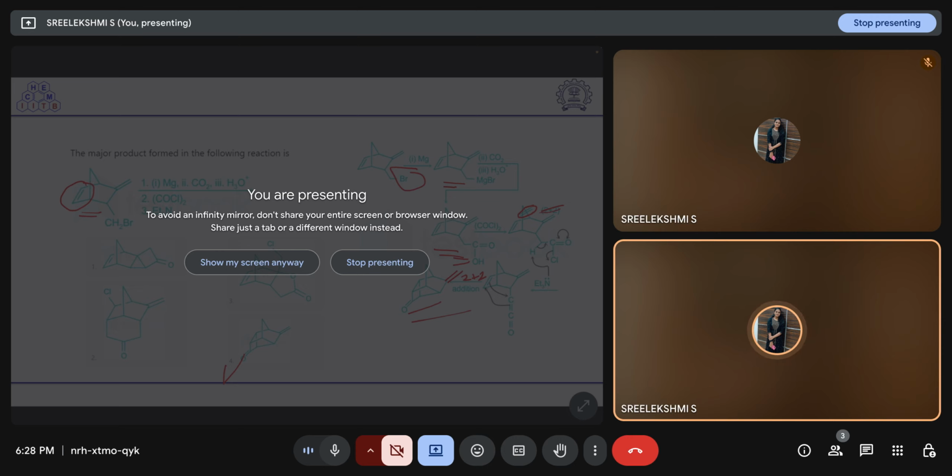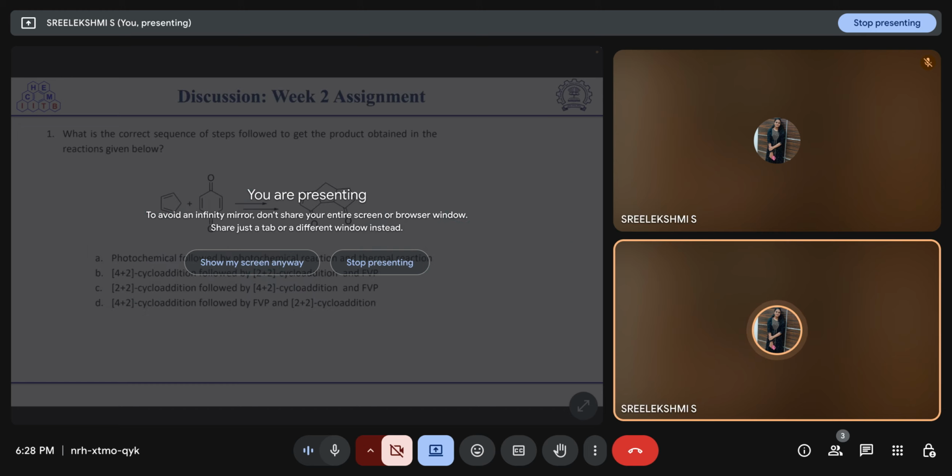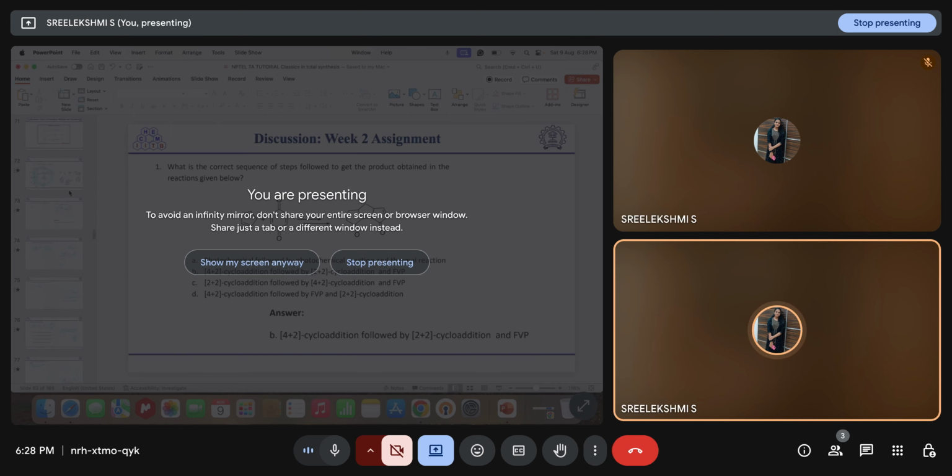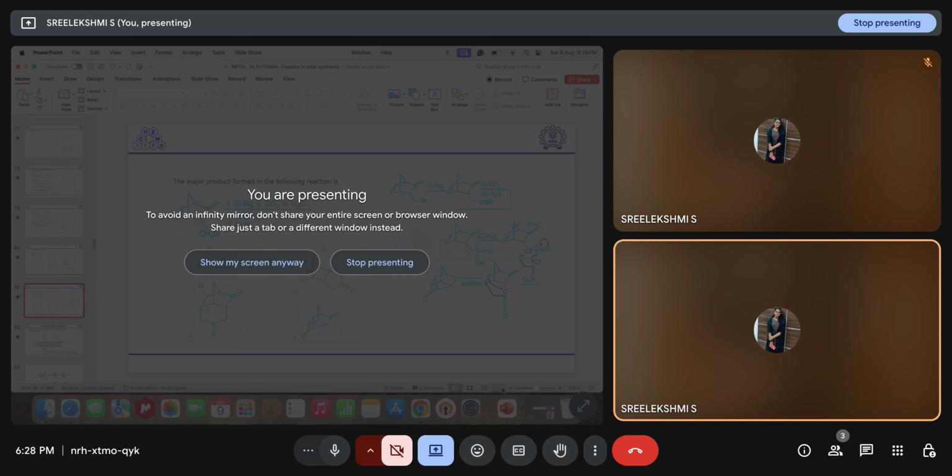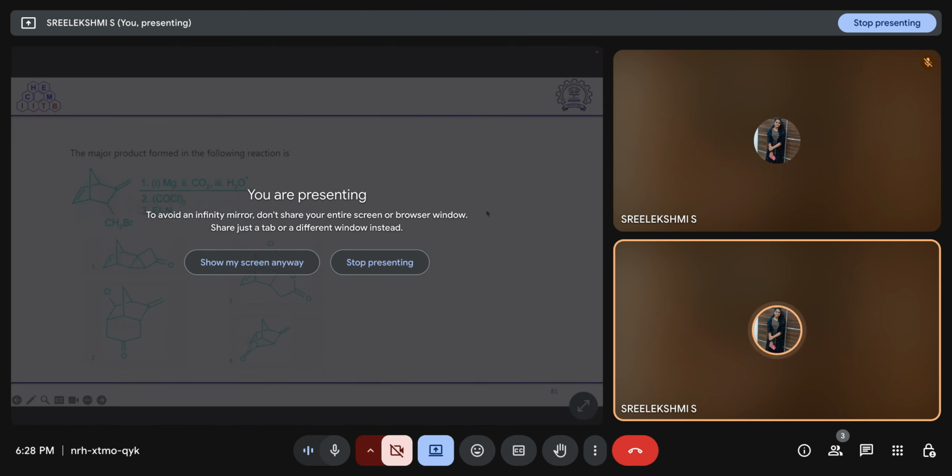So that's about the question discussion regarding the contents which we discussed. So we have now the week 2 assignment also to discuss. I think maybe we can discuss it in the next tutorial session. So today we have seen the week 3 lecture contents, and some questions related to that and the mechanisms related to the reactions which we saw in the week 3 lecture contents.